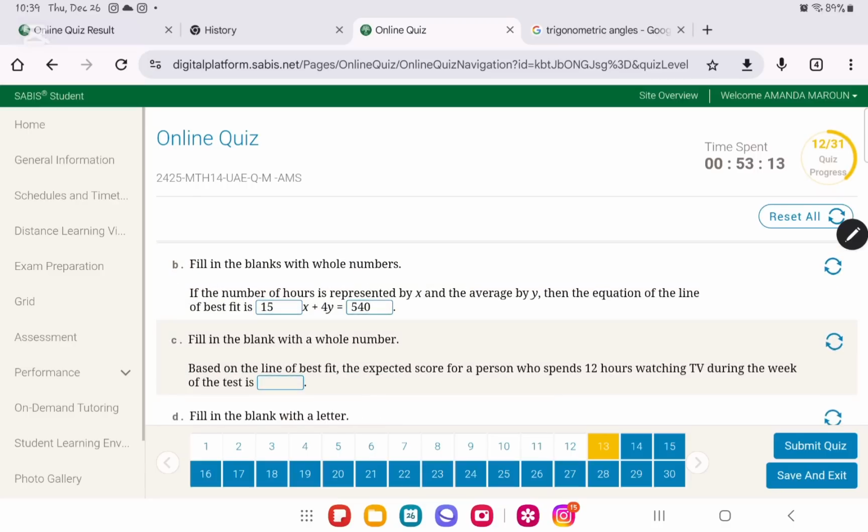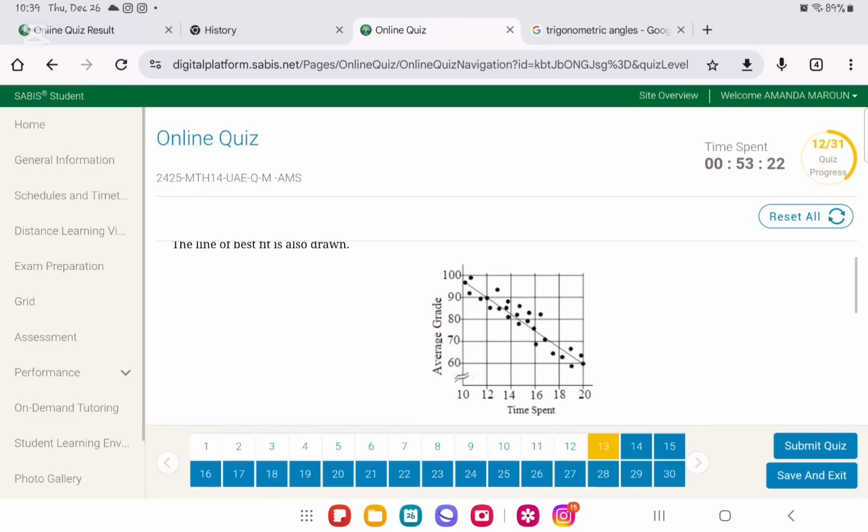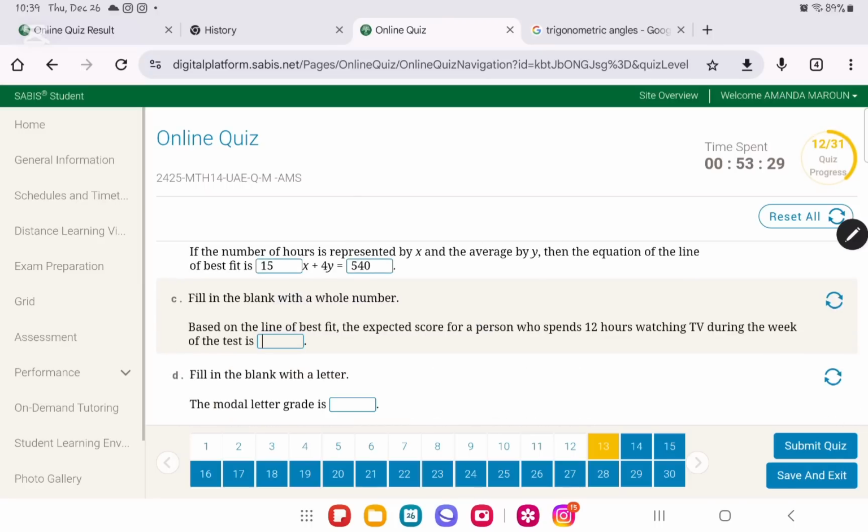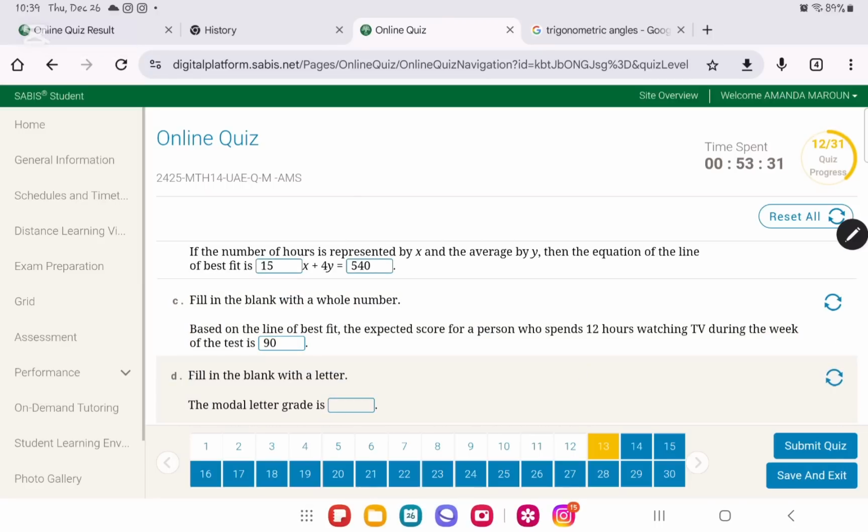Alright, now very simply, based on the line of best fit, the expected score for a person who spends 12 hours watching TV during the week of the test is, going back up to the graph, 12 hours spent gives you a score of 90. So 90 is the answer.